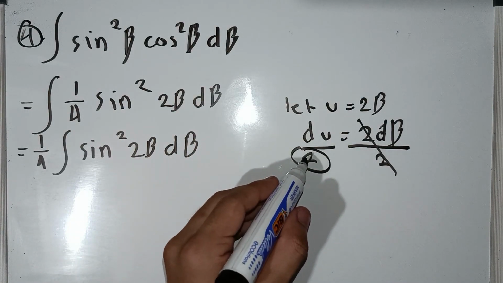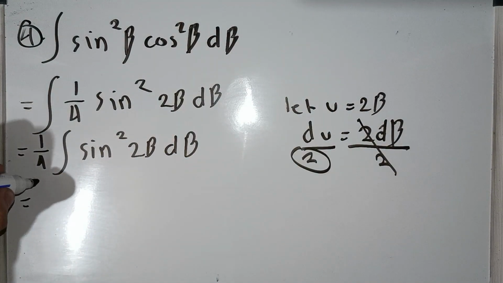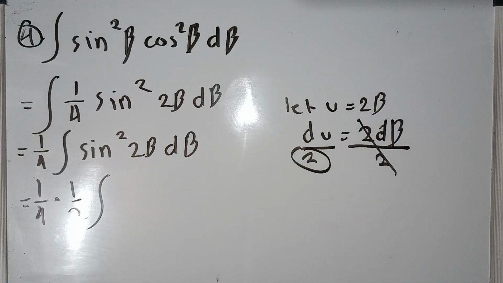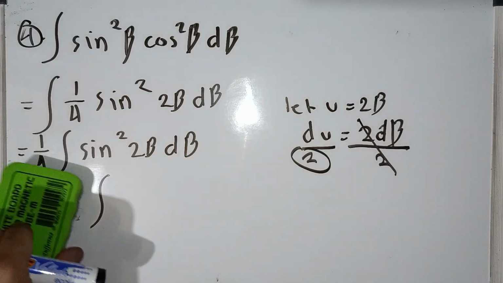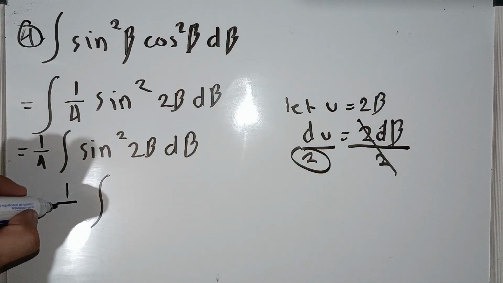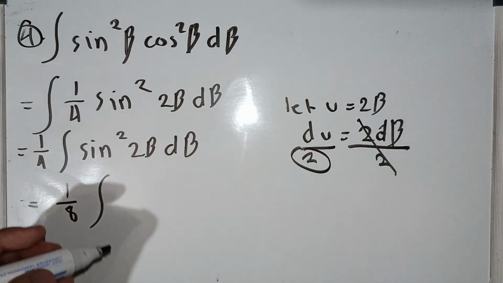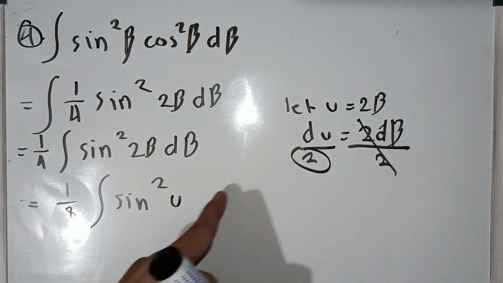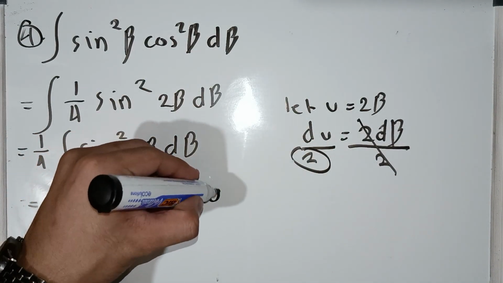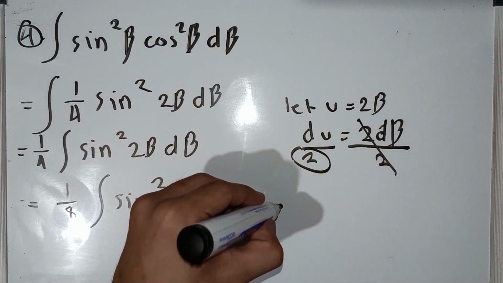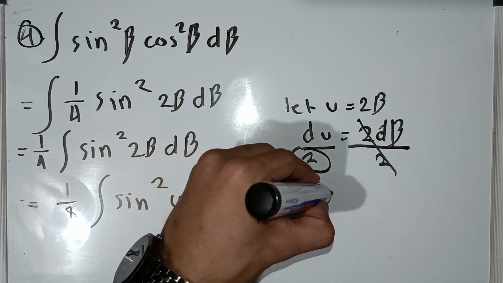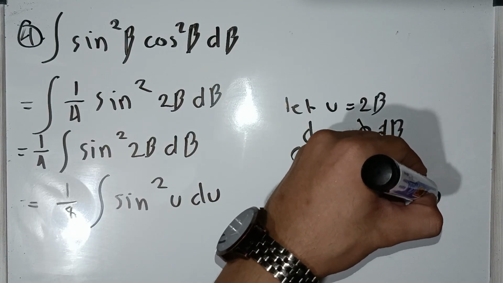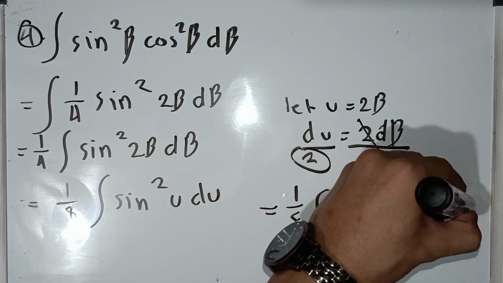Since 1/2 is a constant, let's put it here, so that will become 1 over 4 multiplied by 1/2 integral of, since it is 1/4 multiplied by 1/2, let's just write it as 1 over 8 the integral of this one, so sine square u. Since we still have the du here, so sine square u du. Now let's transform this into 1 over 8 the integral of 1 minus cosine 2 beta all over 2 d beta.